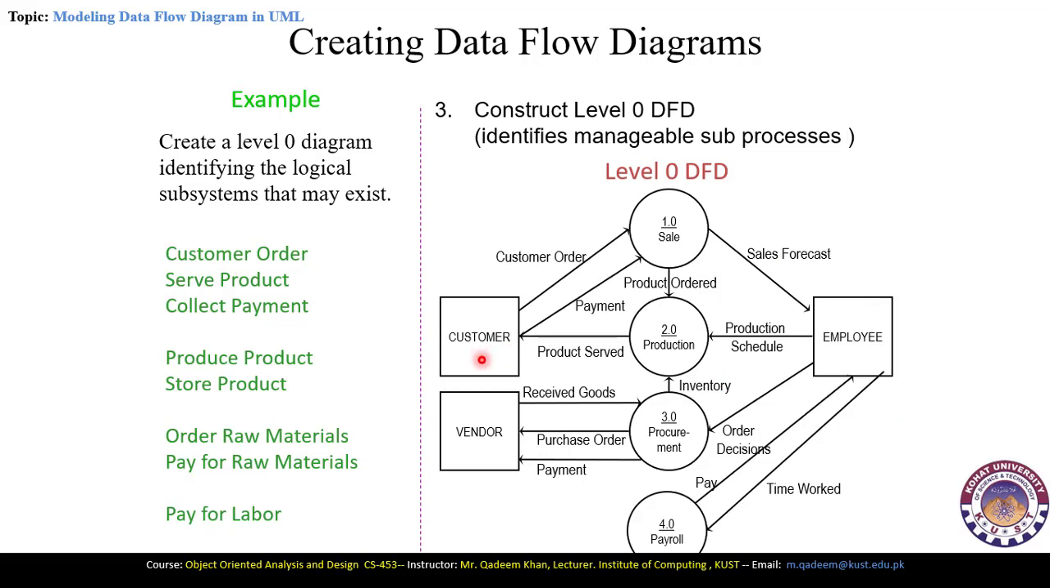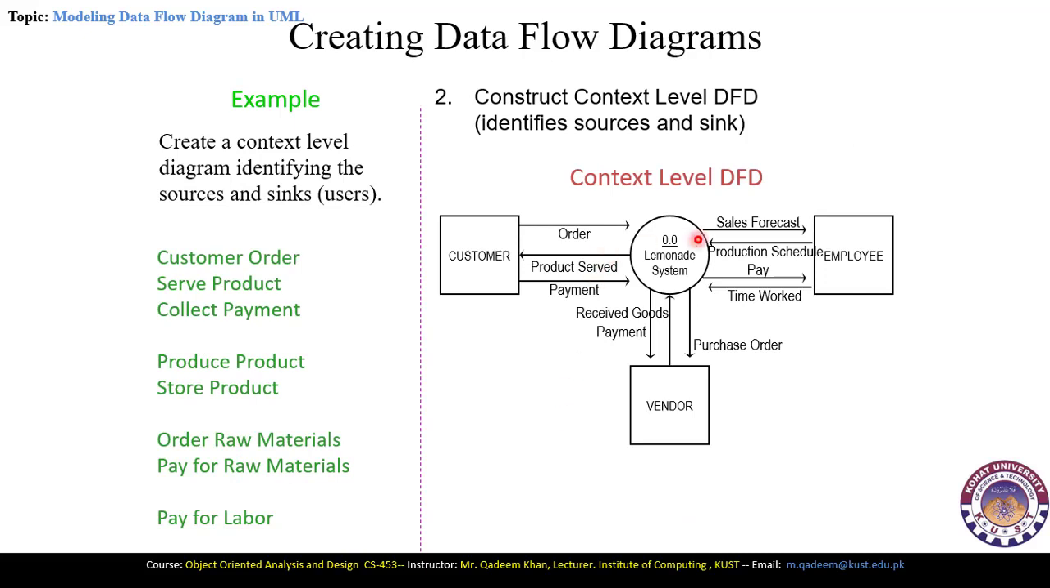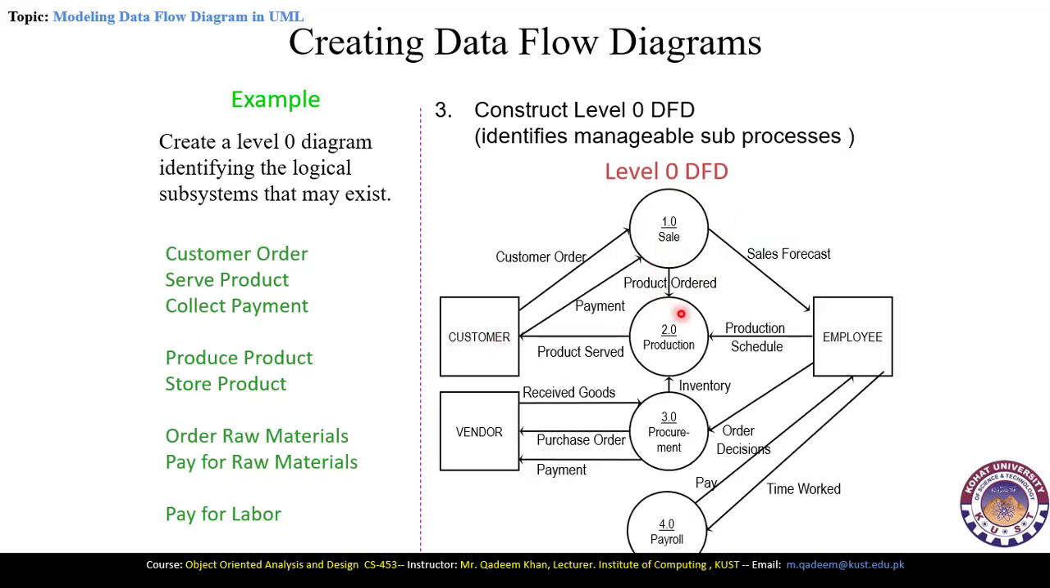So the same users are here: customers, vendors, and employees. And these are now interacting with different sub-processes. In the previous level, they were interacting with one process, while here they are interacting with different processes, which are the sub-processes of the Lemonade system. So customers interact with the sales for ordering these products. Also, the customer provides the payments.